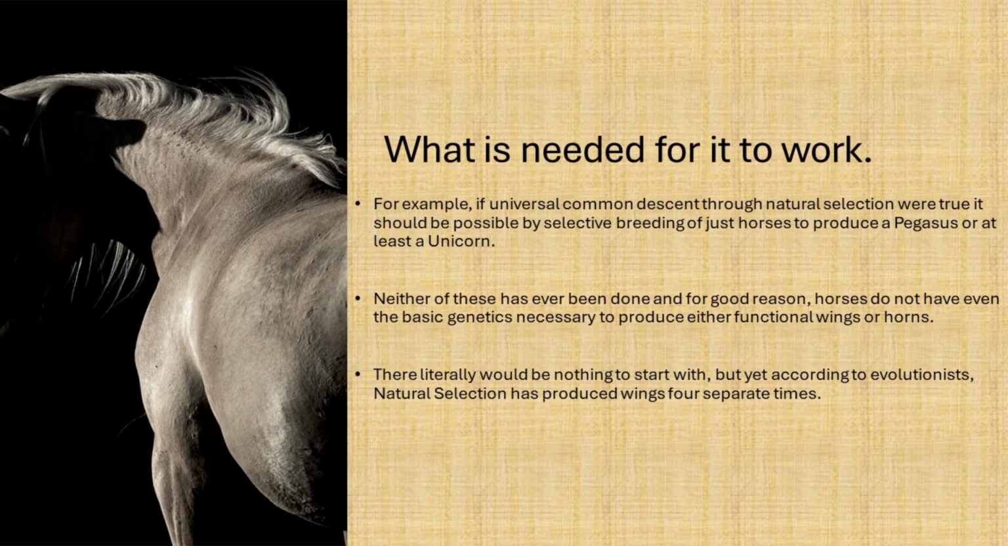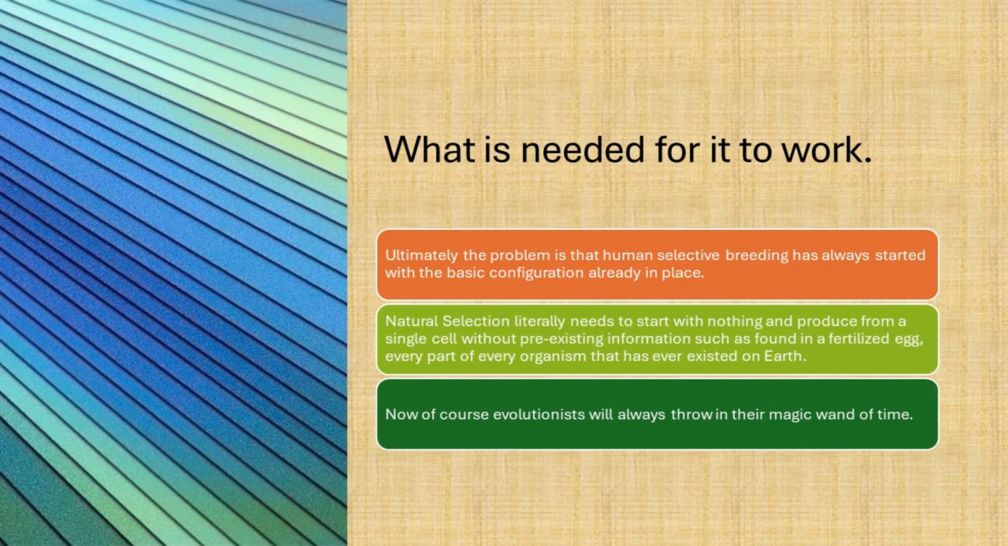Horses do not have even the basic genetics necessary to produce either functional wings or horns. There literally would be nothing to start with, but yet, according to evolutionists, natural selection has produced wings 4 separate times. Ultimately, the problem is that human selective breeding has always started with the basic configuration already in place. Natural selection literally needs to start with nothing and produce from a single cell without pre-existing information, such as is found in a fertilized egg, every part of every organism that has ever existed on Earth.